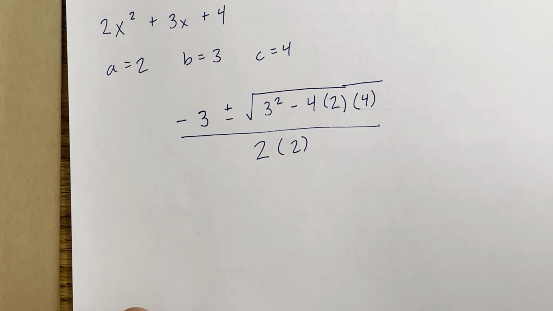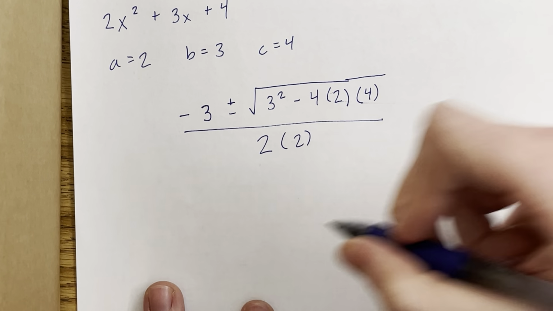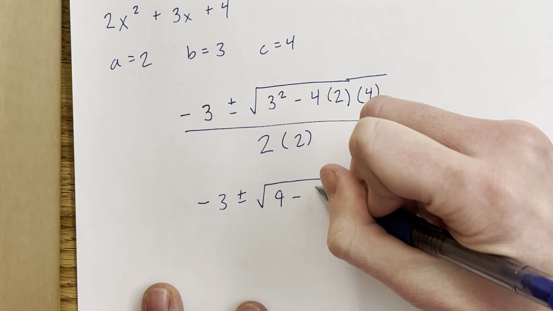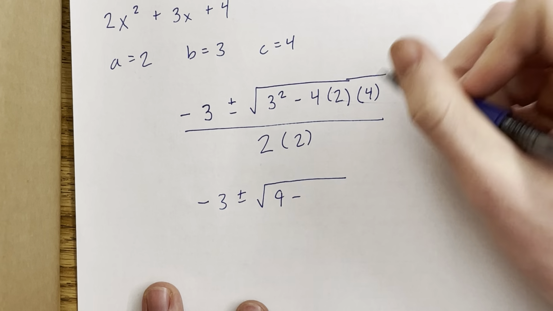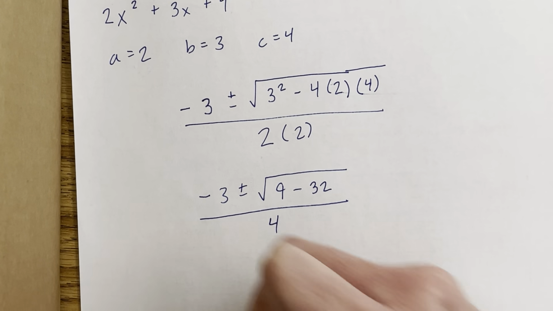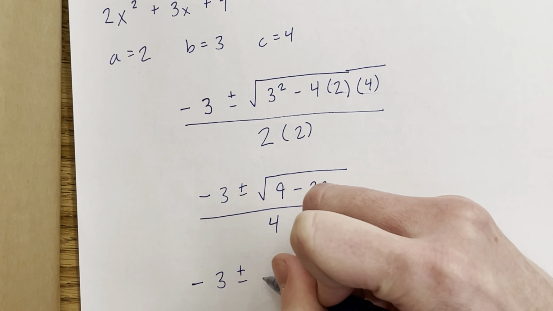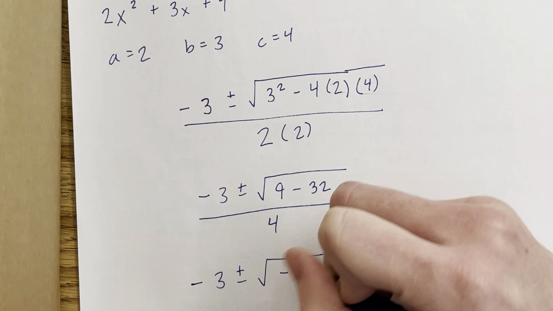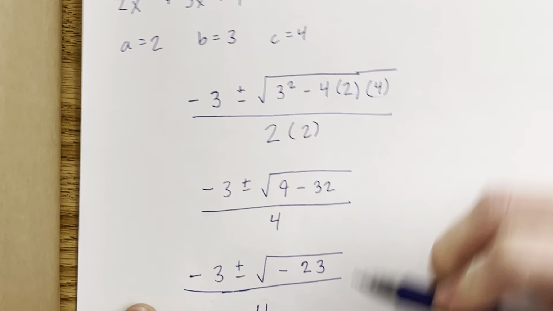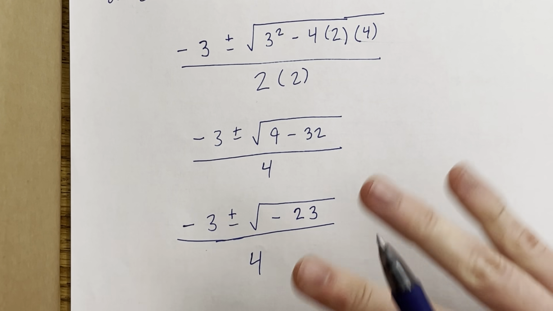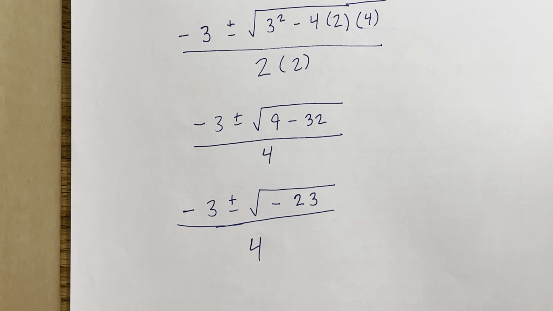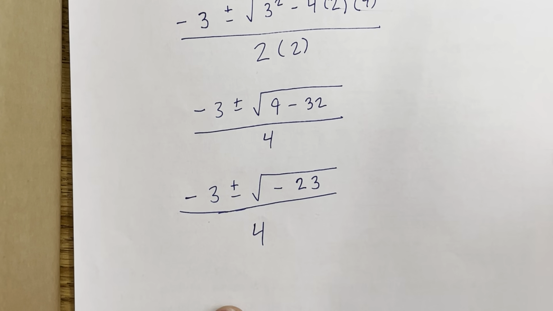So now what we do is we simplify. Always try to simplify what's inside the square root first. So we have negative 3 plus or minus the square root of 9 minus 4 times 2 is 8, times 4 is 32, over 2 times 2 is 4. So in this case, we end up with negative 3 plus or minus the square root of negative 23 over 4, which, if you remember, having a negative inside the square root is not good. Not a good thing. You can't do it. You get unreal solutions. So this is as far as we can take this problem.